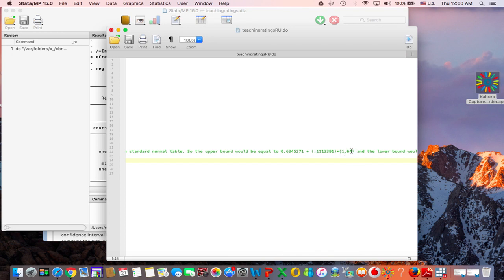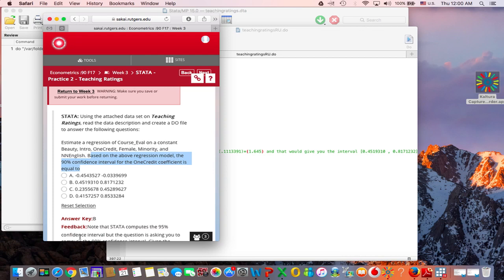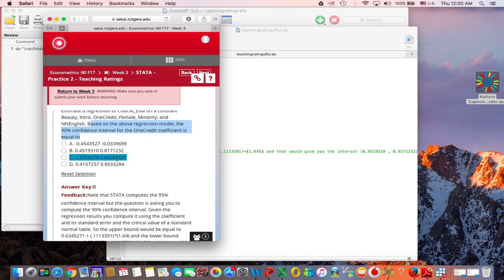You can add 1.645, which is fine. You can add the whole thing, which is the critical value, and the lower bound would be this one, okay? And then you'll get this interval. So you'll get the interval, which is found right here. This one is found right here in number B.